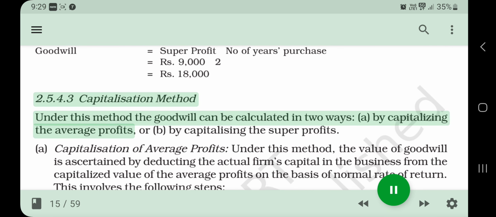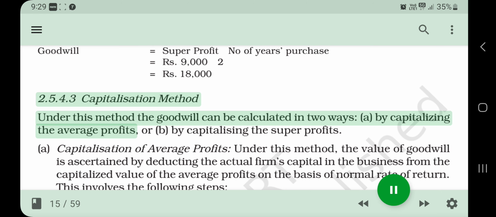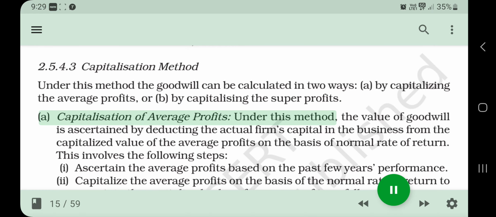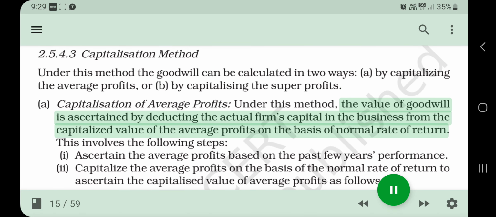3. Capitalization method. Under this method, the goodwill can be calculated in two ways: a. By capitalizing the average profits, or b. By capitalizing the super profits. A. Capitalization of average profits. Under this method, the value of goodwill is ascertained by deducting the actual firm's capital in the business from the capitalized value of the average profits on the basis of normal rate of return.